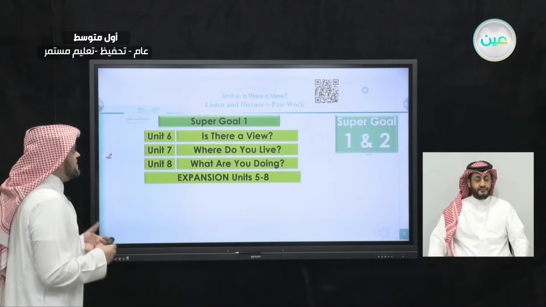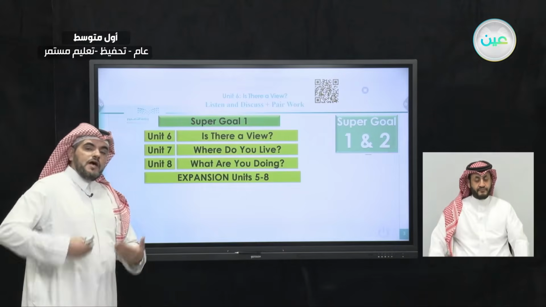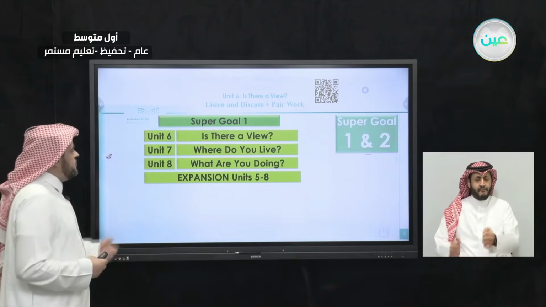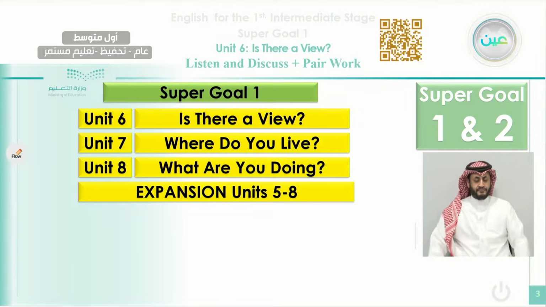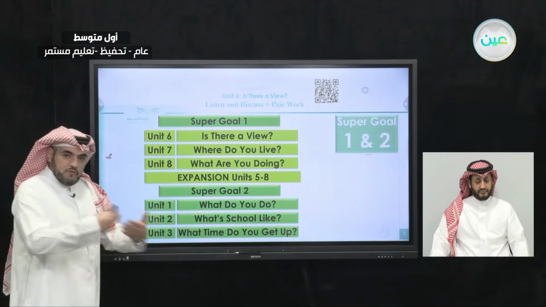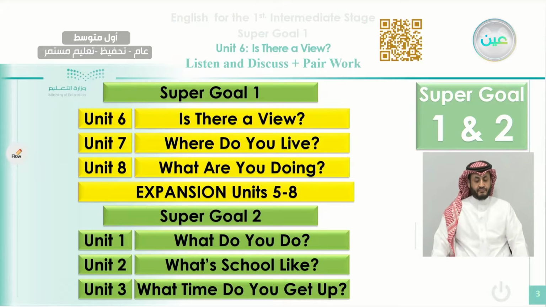Unit number 8 is under the title, What Are You Doing? After these 3 units, we are planning to stop to make a quick revision on these 3 units. That is called expansion units. We will make a revision on unit 5 to 8. Also from Super Goal 2 that we are going to take in the second part of this semester, we are going to take 3 units from this book.